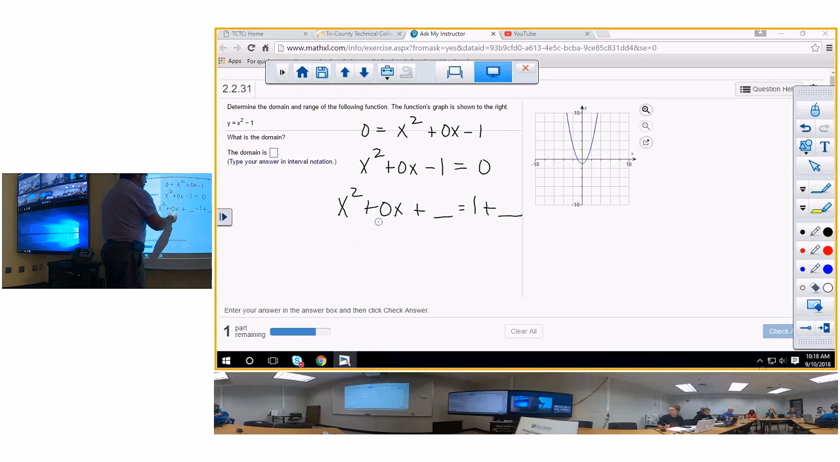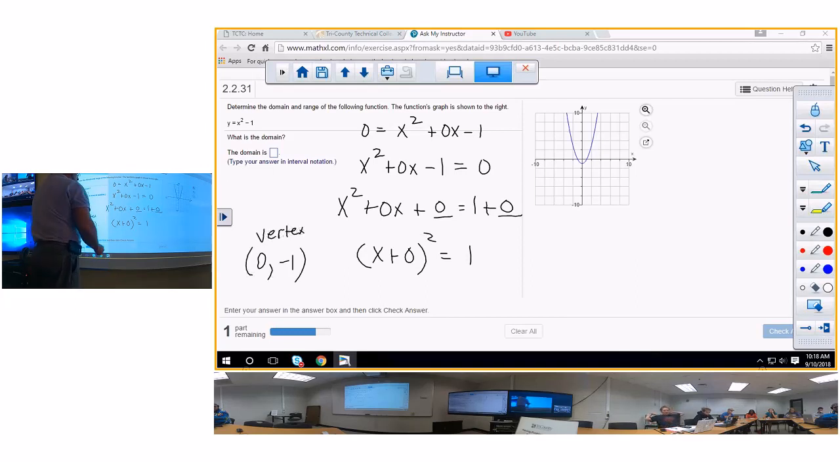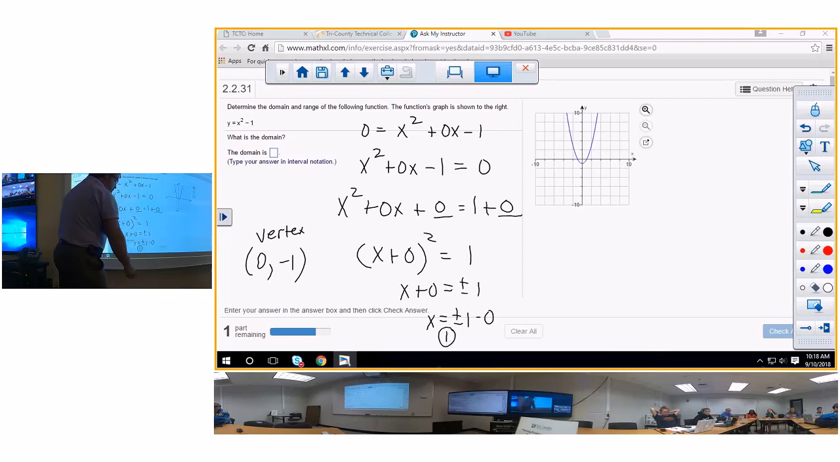0 divided by 2 is 0. 0 squared is what? 0. x plus 0 quantity squared is equal to 1. What's the vertex? Negative 0, which is 0, and negative 1. So that's our vertex. Now we're going to solve. x plus 0 is equal to positive or negative 1. x is equal to positive or negative 1 minus 0. What's 1 minus 0? What's negative 1 minus 0? Thank you for your interaction.